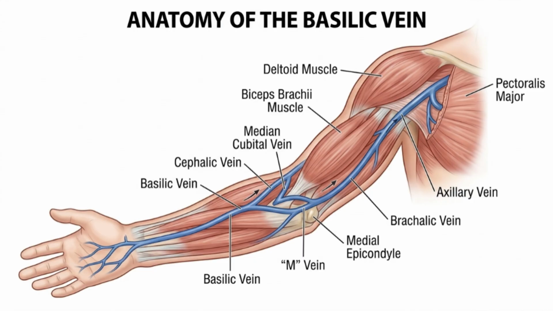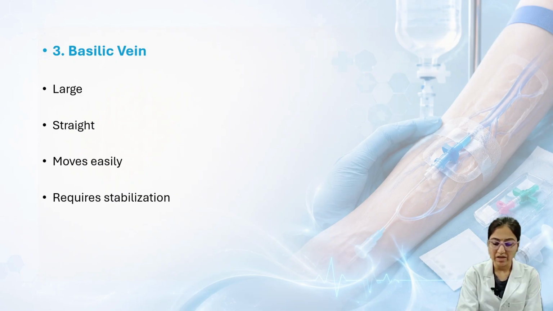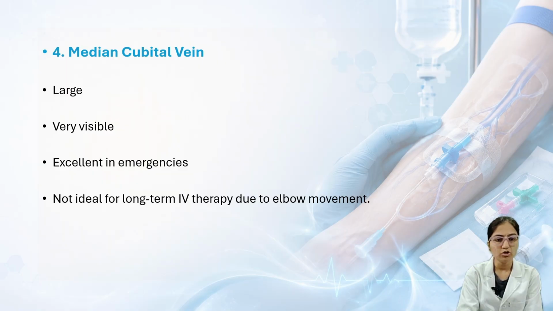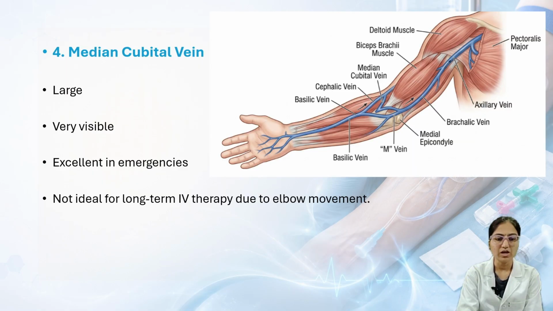Third one is the basilic vein. This vein is large and straight, but moves easily and requires stabilization. It needs stability. And then the median cubital vein. These are large, very visible and excellent in emergencies, but not ideal for long-term IV therapy due to elbow movement.